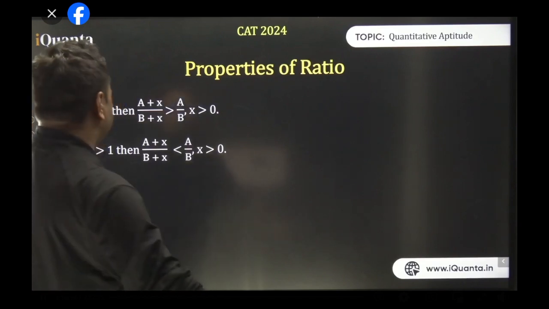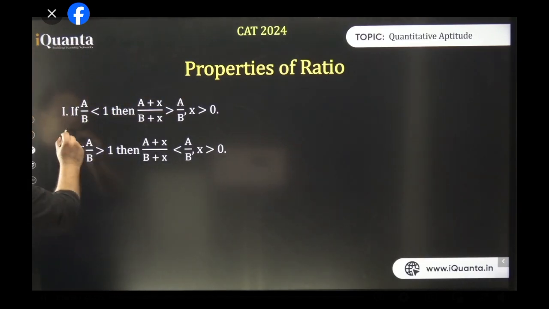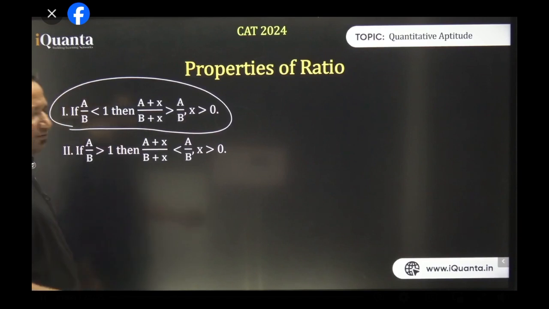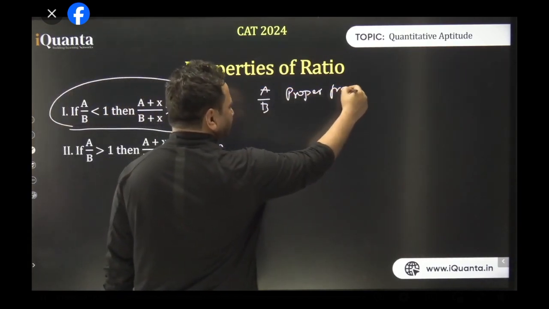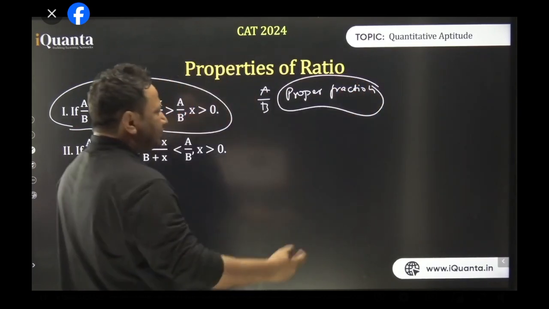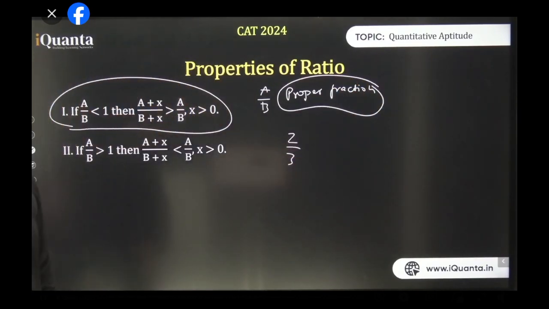Wait. So now the next property of ratio. देख के डर लग रहा होगा ये सिंपल कर देता हूं मैं. If a by b is less than 1, basically a by b is a proper fraction. You know what's a proper fraction? Where numerator is less than denominator. Okay. For example, 2 by 3.